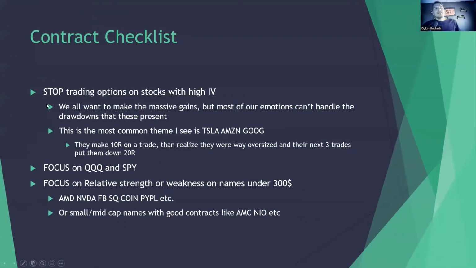Okay. This one's going to hurt. Stop trading options on stocks with such high implied volatility. I know we all want to trade Tesla and Amazon and Google. Well, Amazon not anymore after the split. Google's split is coming up. Maybe that one will come down. Yes, there's a ton of money to be made here. And if you have risk that is, let's just say, over $300 per trade, then absolutely feel free and go ahead and trade Tesla.